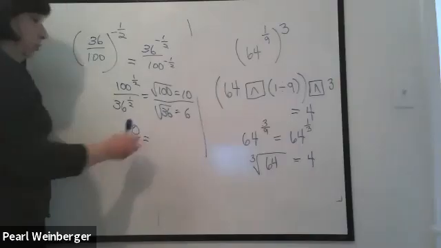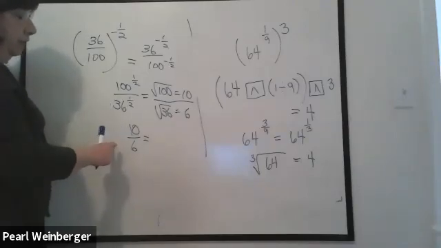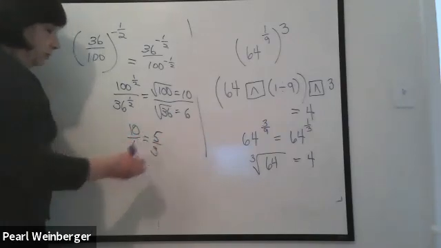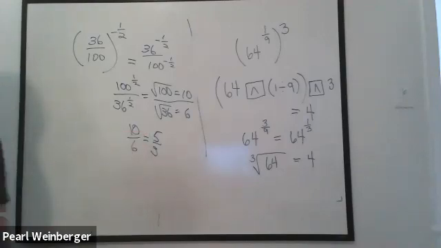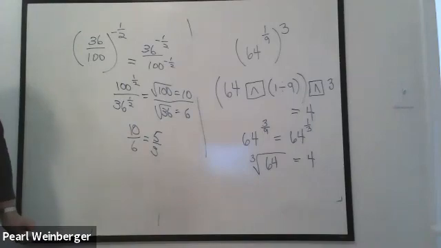You actually could reduce this because the numerator and denominator can both be divided by 2, and your final answer in simplest form would then be 5/3. 10/6 is the correct answer, but it's not reduced. If it's asked for simplest form, you would have to give 5/3. So that's how we deal with fractional exponents. Okay.